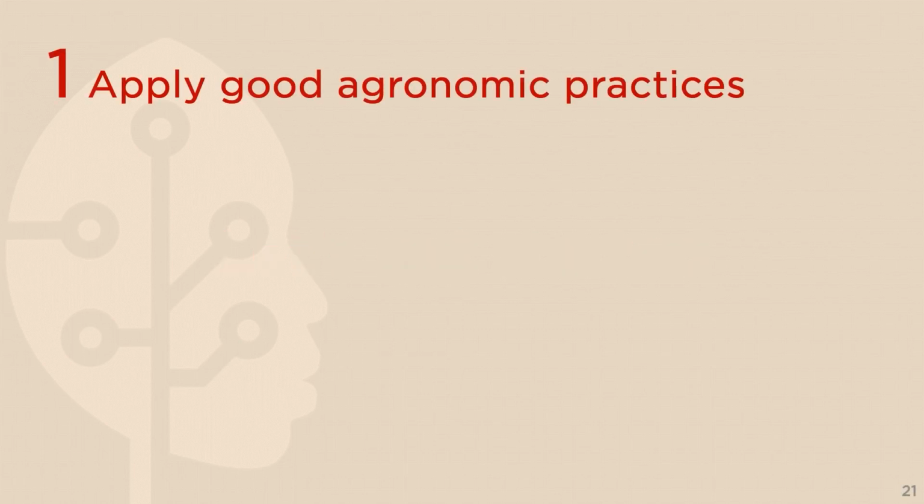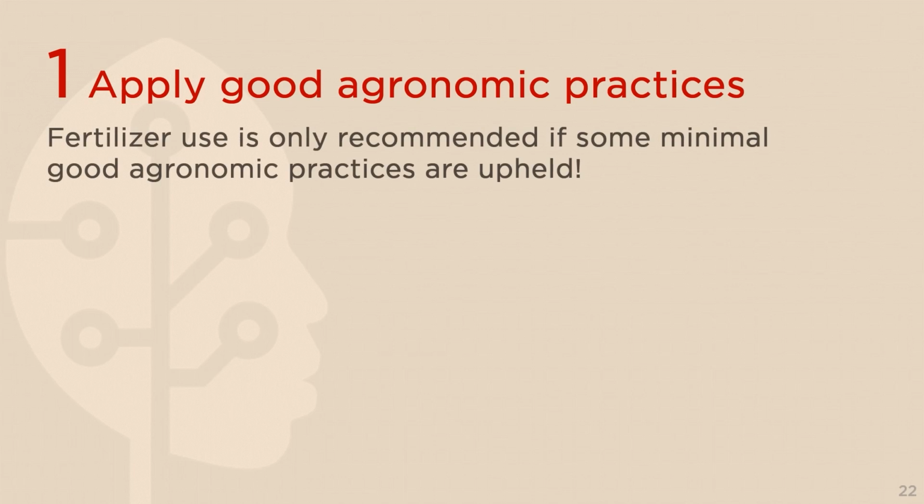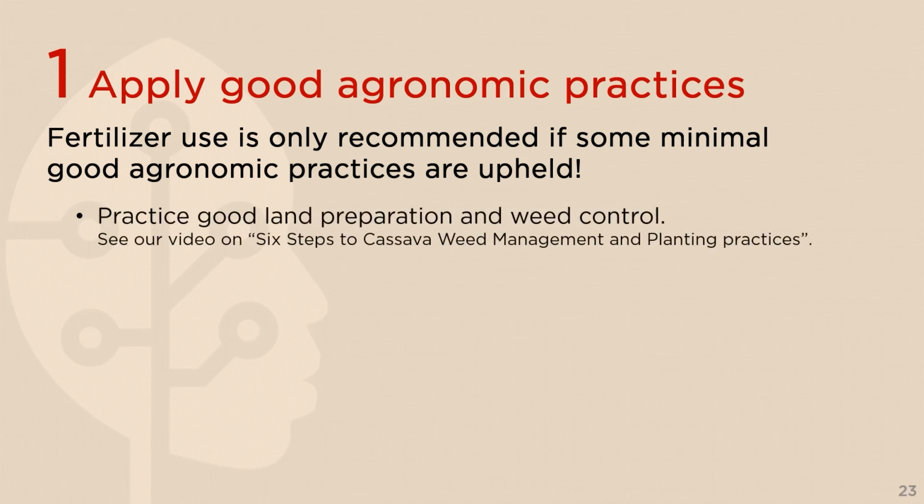Step 1. Apply good agronomic practices. You must make sure you apply good agronomic practices before you consider investing in fertilizer. Else you will not benefit from the use of fertilizer in your cassava field. Practice good land preparation and weed control. We recommend you watch our video on 6 steps to cassava weed management and planting practices.